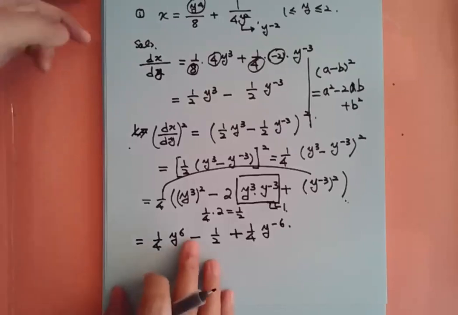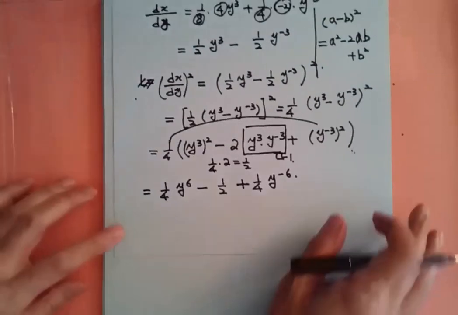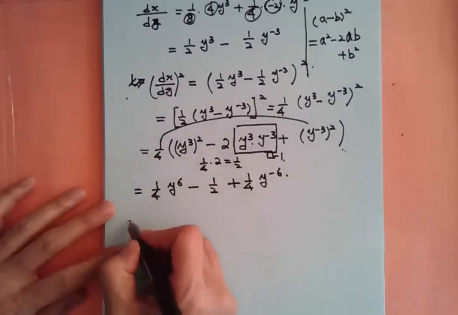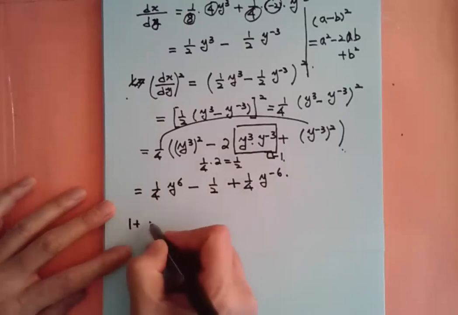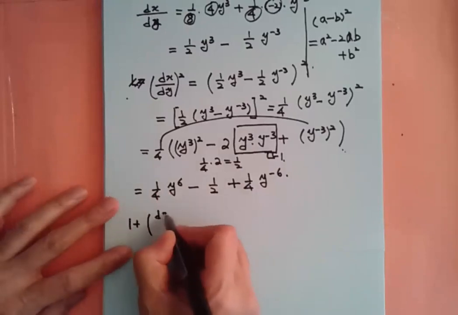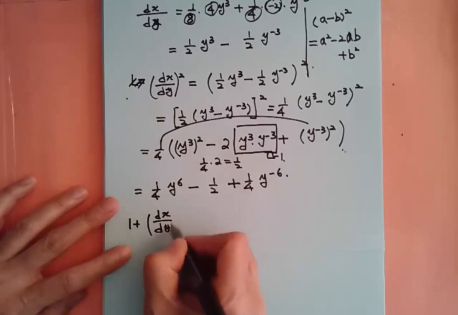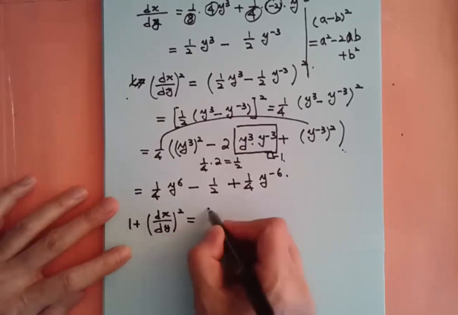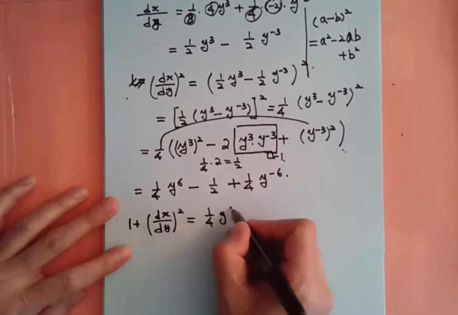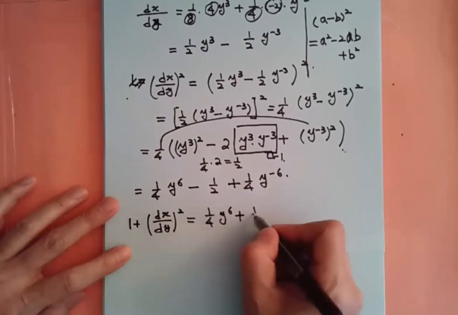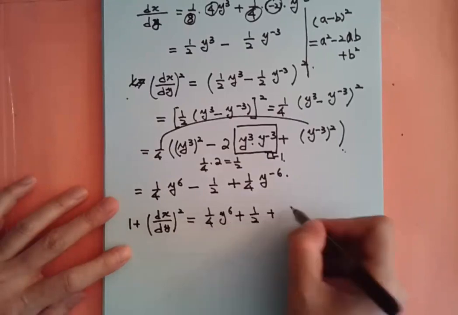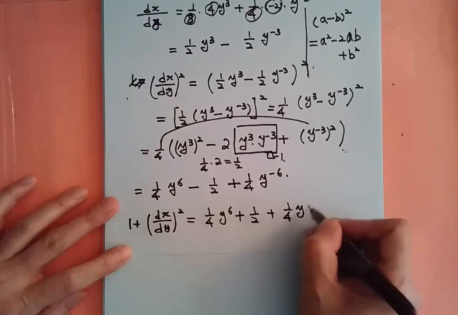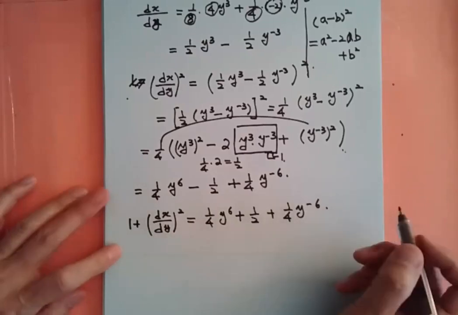So what we are doing is we are trying to calculate what's under the square root. So 1 plus dx over dy squared is 1 over 4 y to the 6th power. This time it becomes 1 over 2 plus 1 over 4 y to the negative 6th power.